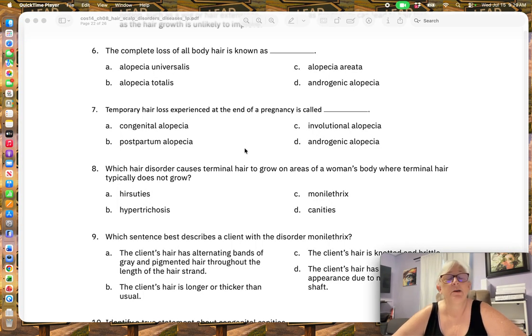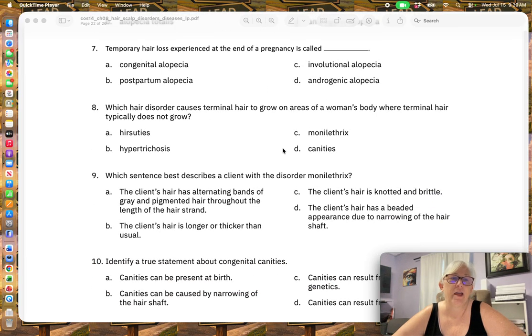Number 7, temporary hair loss experienced at the end of the pregnancy is called, okay, I'm going to look at these real quick, but postpartum stands out for me. Congenital alopecia, postpartum alopecia, involutional alopecia, I don't even think that's a thing, and androgenic alopecia. So let's go with B, postpartum alopecia. Number 7 is B.